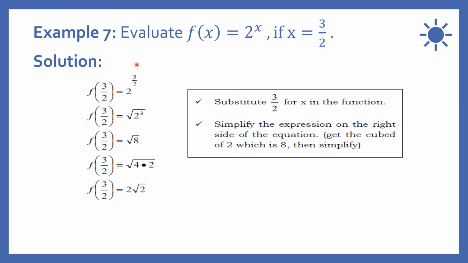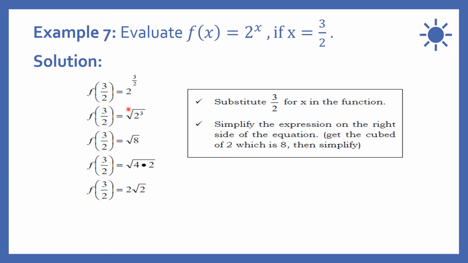Ito yun, yung sinasabi ko kanina. 2 raised to 3 over 2. Pwede natin itong i-convert sa radical, wherein yung ating numerator ng fraction, siya yung magiging exponent ng base natin na 2, at yung denominator na 2, siya yung index ng ating radical sign.